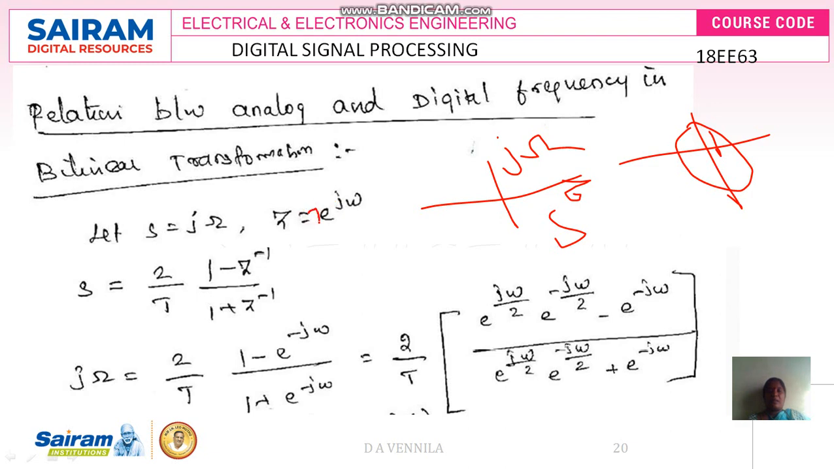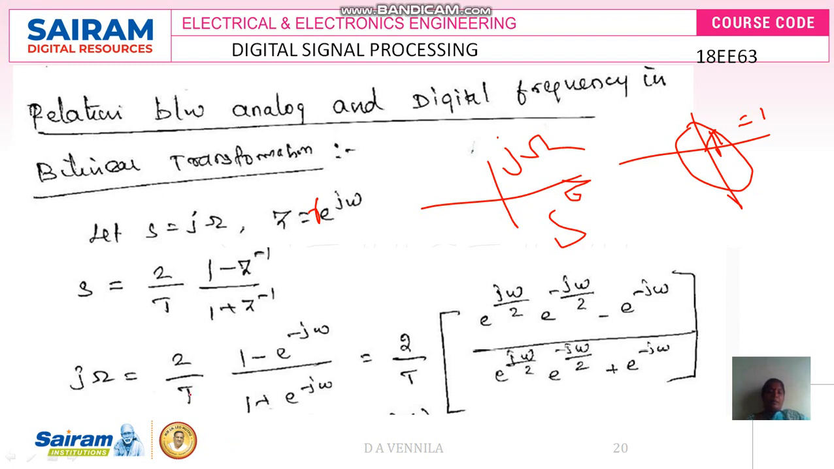Here Z equals R into e power j omega, where R is nothing but your radius, and that radius is equal to 1. And S is equal to 2 by T into 1 minus Z inverse divided by 1 plus Z inverse. Now I am going to substitute S equal to j omega, and in this S value I substitute 2 by T into 1 minus e power minus j omega divided by 1 plus e power minus j omega, because Z is e power j omega.